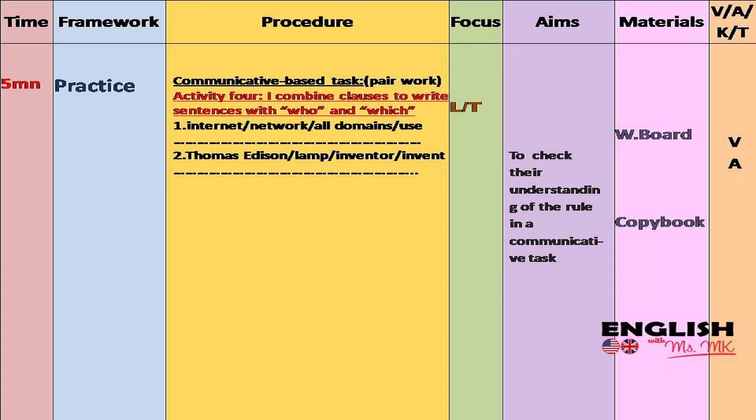So here I'm going to check their understanding of the rule in a communicative task. It means to which point they're able to perform something based on their creativity. Of course, not really 100% creativity, but they just have to solve a problem in a way. They have some words and they need to make sentences using who and which. So they're going to solve a problem.